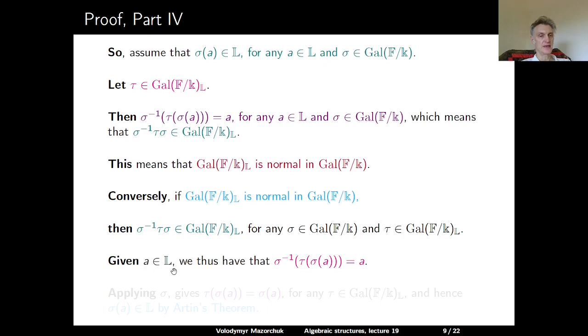Given an element A in L, we have that sigma inverse of tau of sigma of A is equal to A. That's because sigma inverse tau sigma belongs to the stabilizer subgroup. If we apply sigma, we get tau of sigma of A is equal to sigma of A, and this holds for any tau in our stabilizer subgroup. And so by Artin's theorem, it means that sigma of A belongs to L.